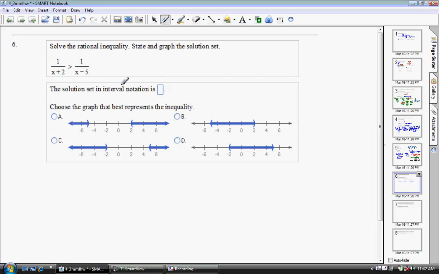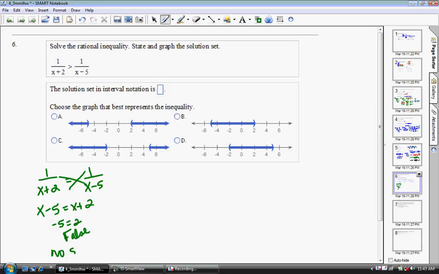Now to solve this inequality and state and graph the solution set, 1 over x plus 2 is greater than 1 over x minus 5, we first have to find where it's equal to each other. So if you cross multiply there, you would just simply get that x minus 5 is equal to x plus 2. If you subtract x from both sides, those are eliminated, so you're left with a false statement, which means that there's no solution to that equation.